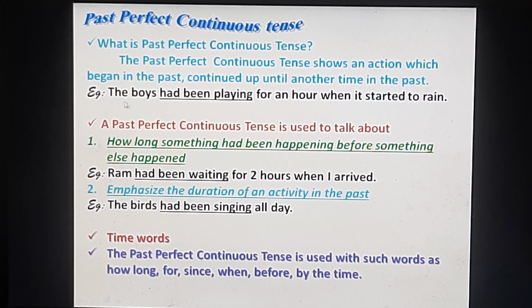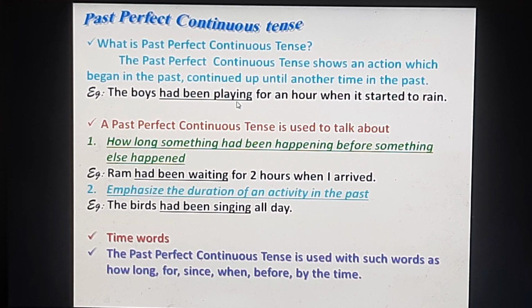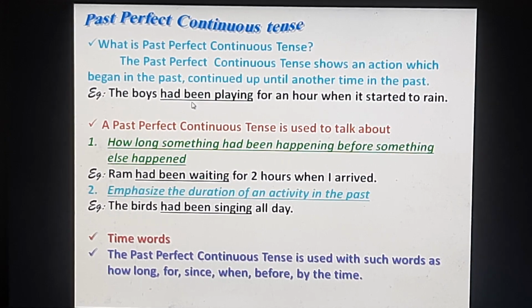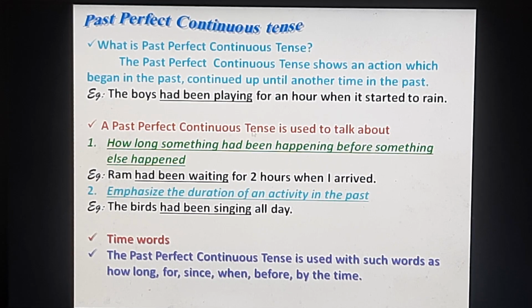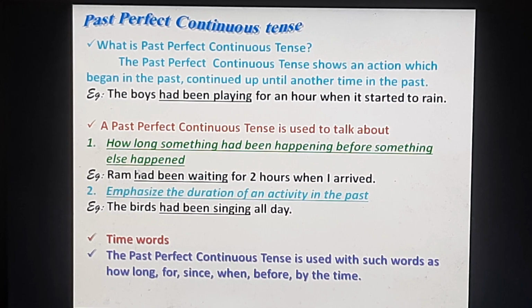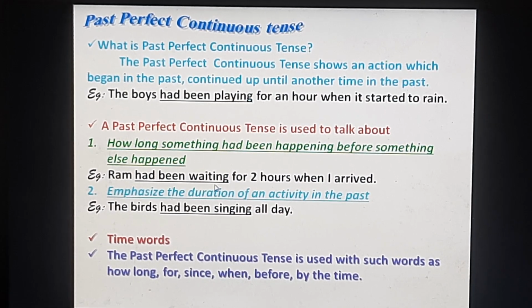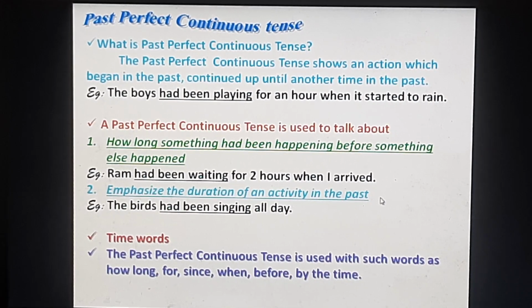So the example, the boys had been playing for an hour when it started to rain. So had been playing is one action in the past. When it started to rain is another action in the past. A past perfect continuous tense is used to talk about how long something had been happening before something else happened. Example, Ram had been waiting for 2 hours when I arrived. Had been waiting is the past perfect continuous tense. It emphasizes the duration of an activity in the past.